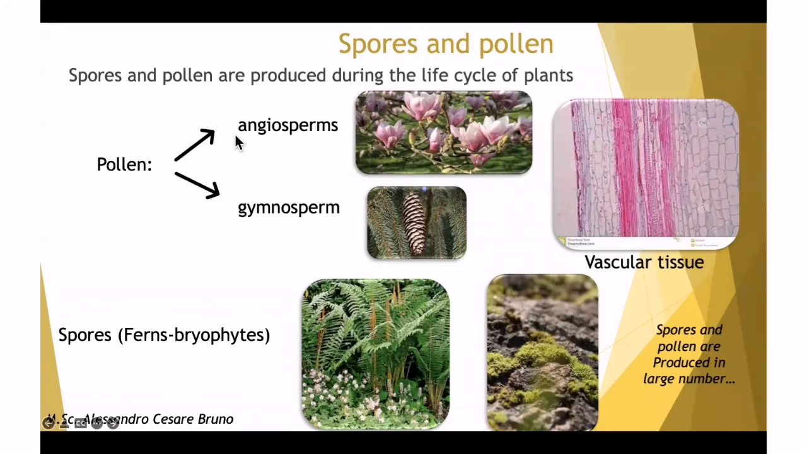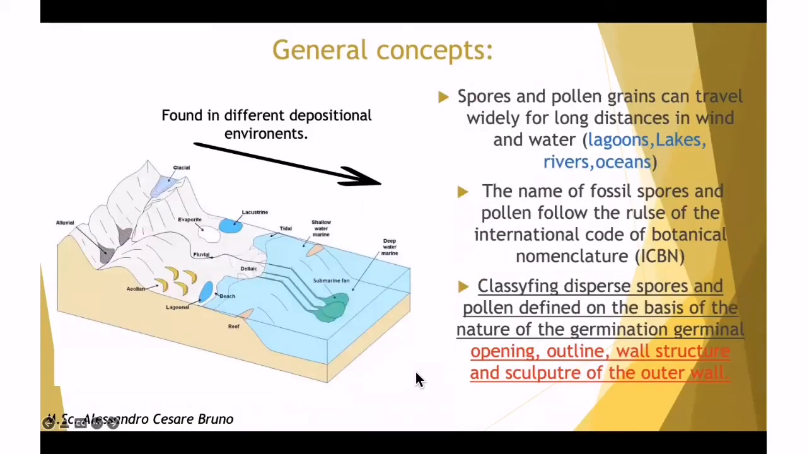Angiosperms are the terrestrial plants that produce flowers. Gymnosperms are the terrestrial plants that cannot produce flowers and produce seeds. And then we have spores, which are produced mainly by ferns and bryophytes. Spores and pollen generally are produced in large numbers, and they can travel by wind and water very long distances.